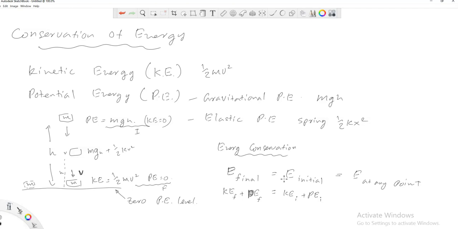This is a very useful equation. This is a very useful concept. We can use this to find velocities at different places, or how high something can go, or what will be the final speed if you drop something from a height. Energy conservation involves less math compared to using kinematic equations. You can of course still use the kinematic equations, but this is another approach. Sometimes this can be much easier than working with kinematic equations. So let's take a look at a few examples.